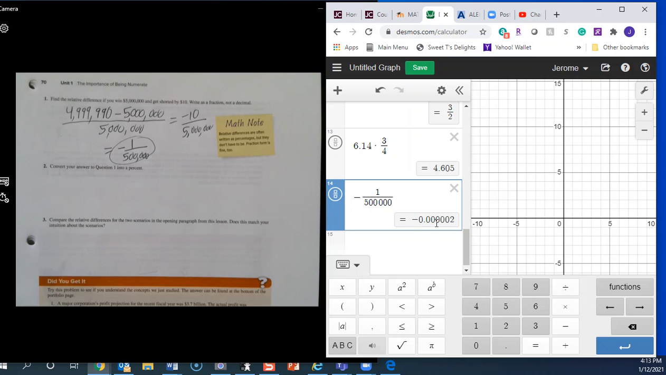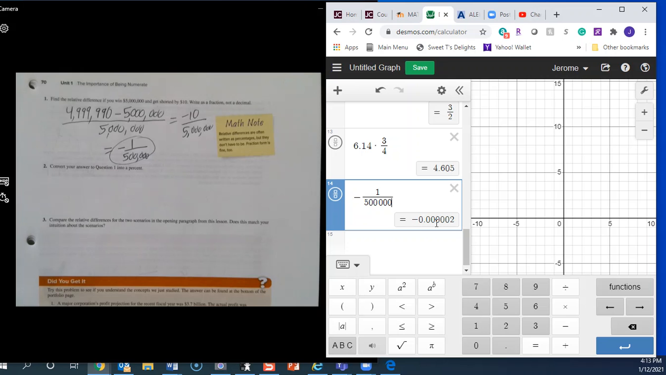It says compare the relative differences for the two scenarios in the opening paragraph from this lesson. Does this match your intuition about the scenarios? Yes. A $10 loss from $20 is a bigger deal than $10 lost from $5 million.